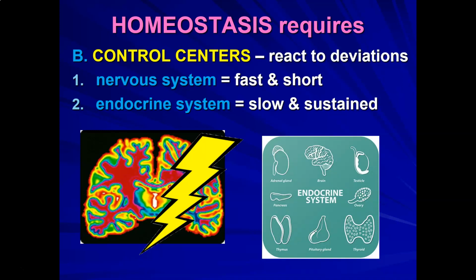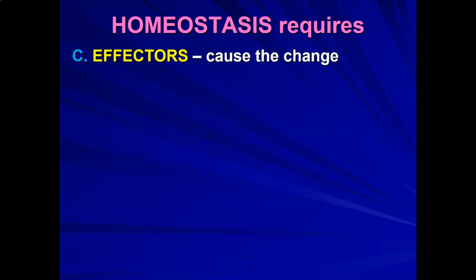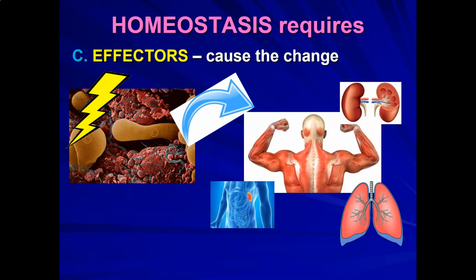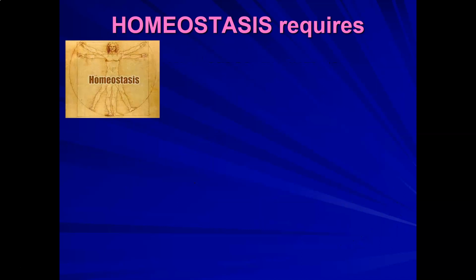Control centers, they're going to send information to effectors. Effectors are basically boots on the ground. Effectors are who causes the change. So we've decided something's wrong. The brain has sent out a signal. So who's going to fix it? That's the effector. They cause the change. So they get an electrical signal, they get a hormone signal, and then they do something. They move, they secrete, they stop secreting, they increase production. They do something. Those are the effectors in homeostasis.